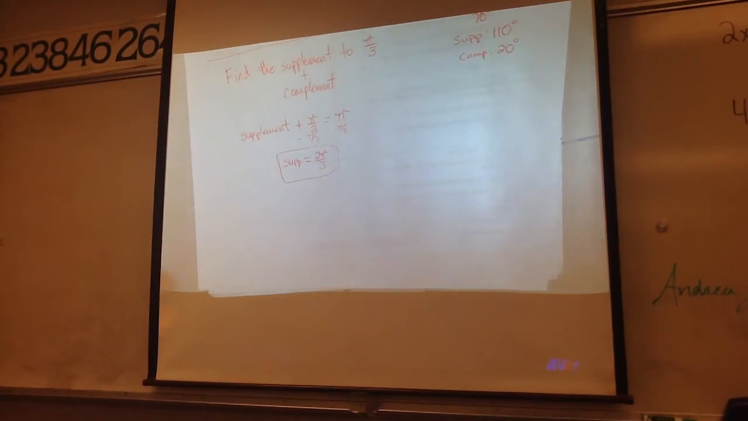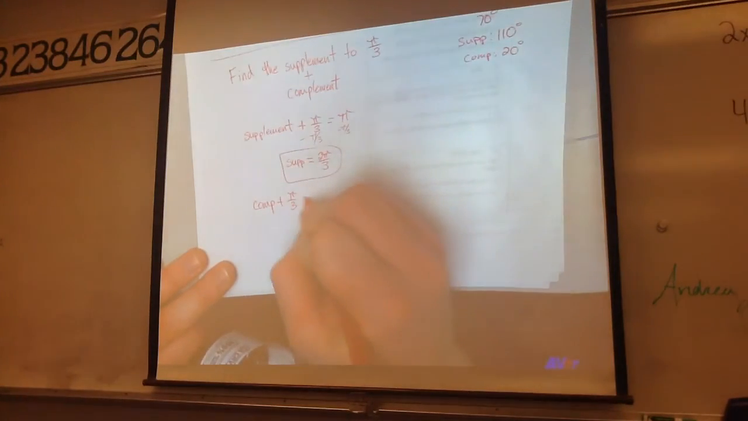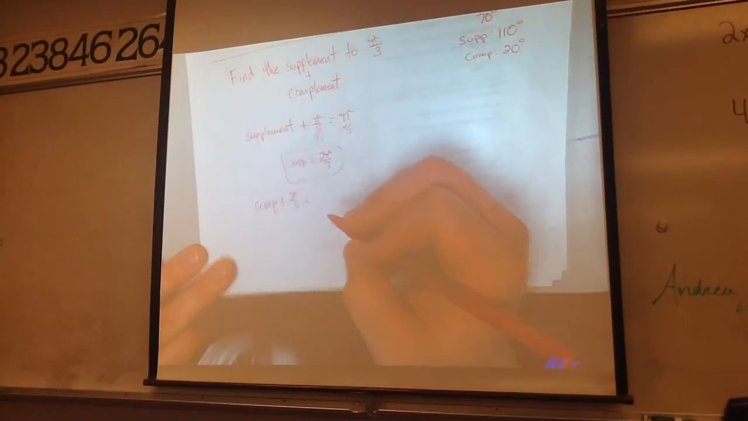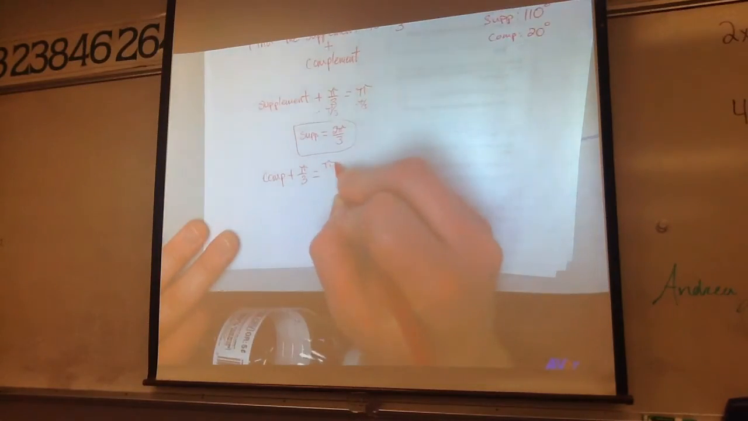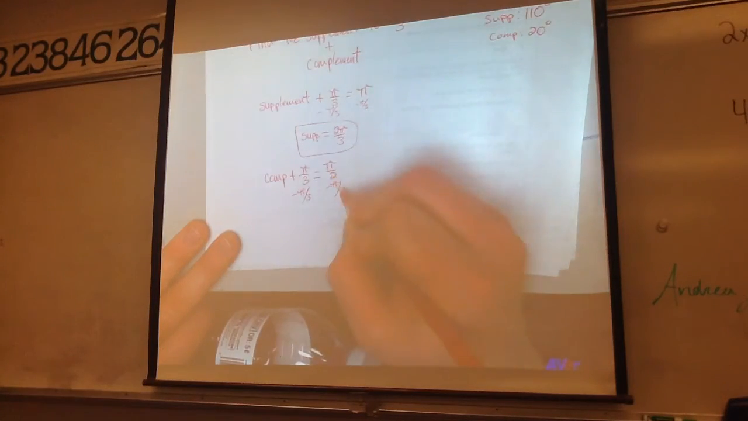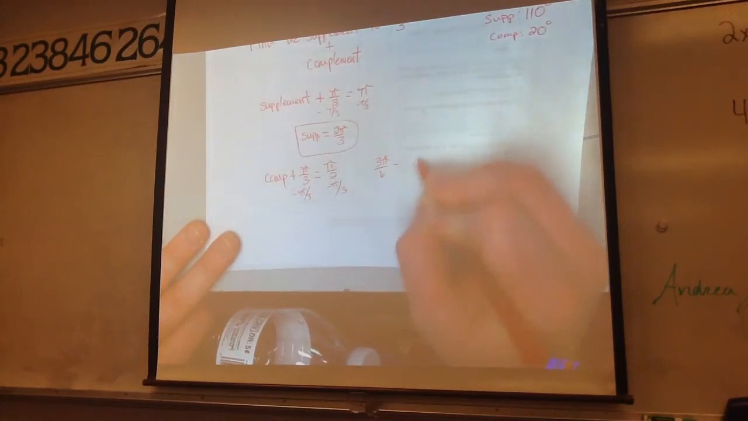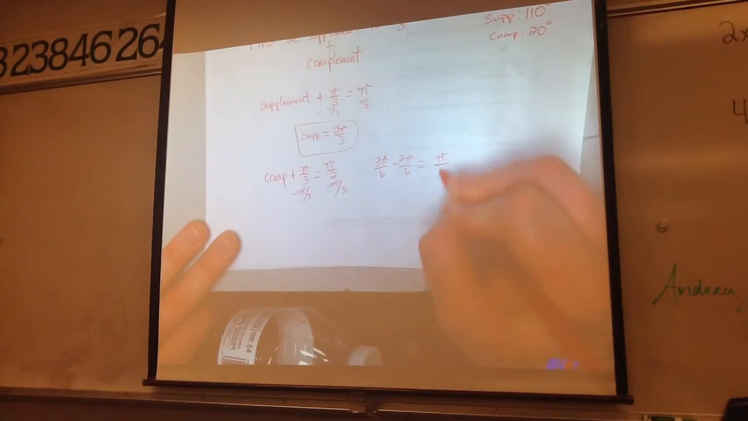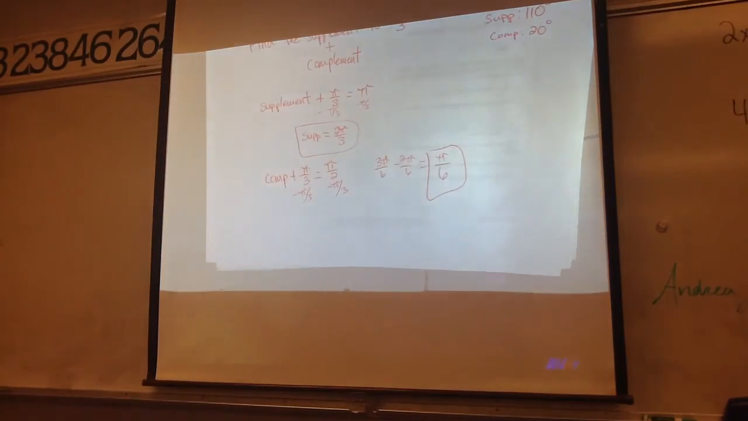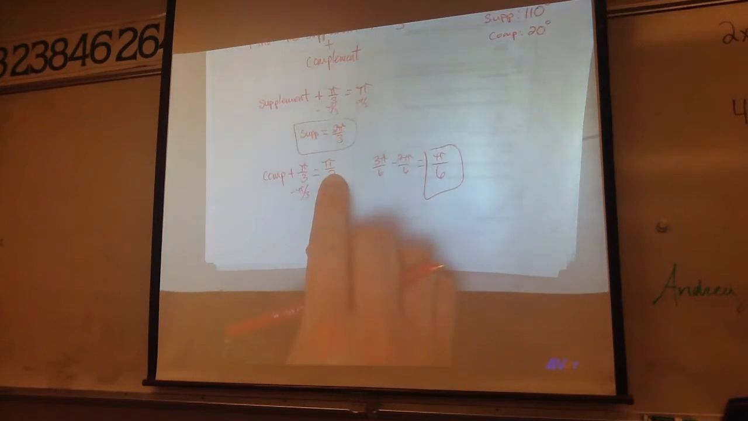Complement is 90. So for the complement, the complement plus pi over 3 needs to equal 90. What's 90? 90 is pi over 2. So subtract pi over 3 from both sides. 3 pi over 6 minus 2 pi over 6, so pi over 6 is the complement. Wait, how did you...? For a complement, whatever the complement is plus the original angle needs to equal 90. Oh, 90 is pi over 2, that makes sense.